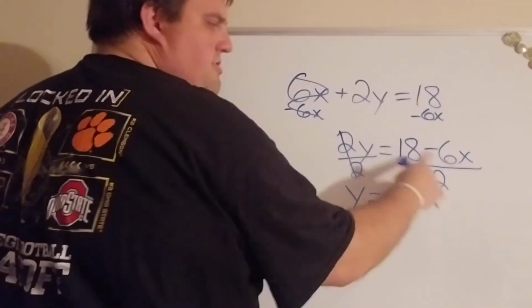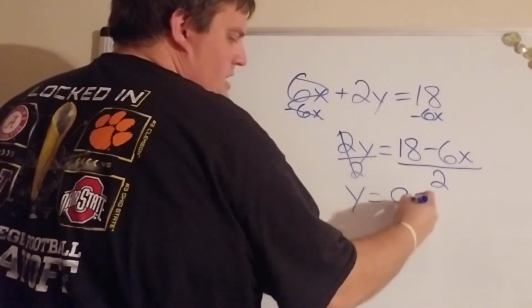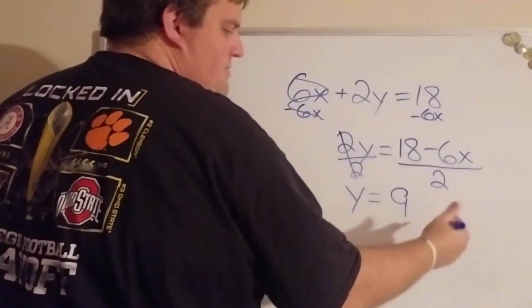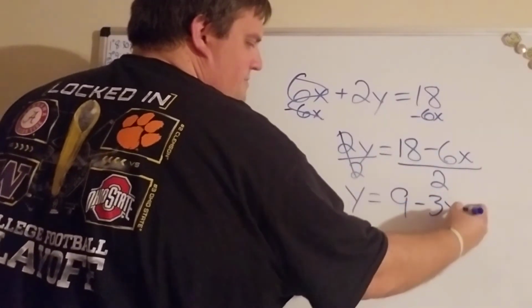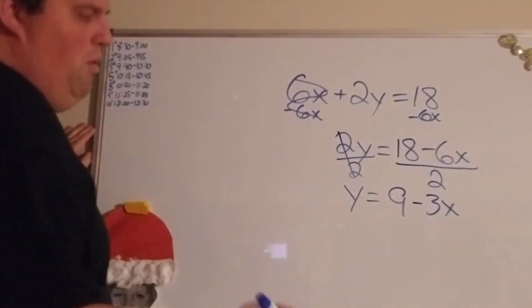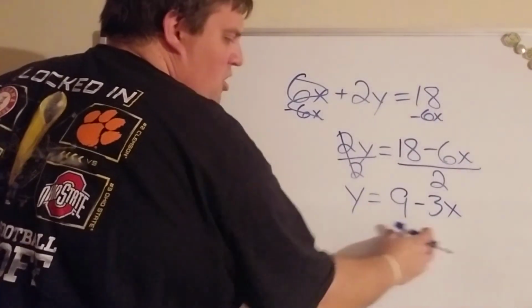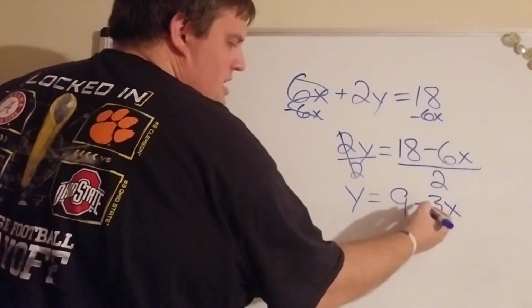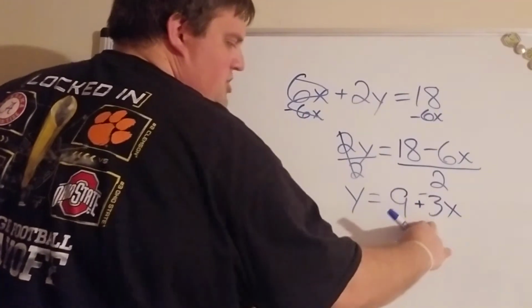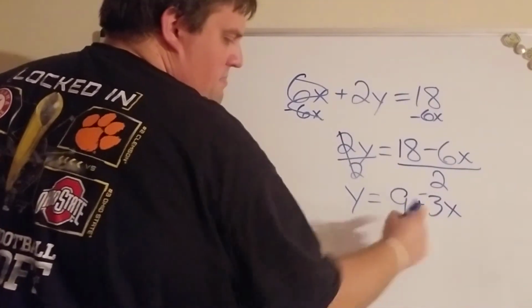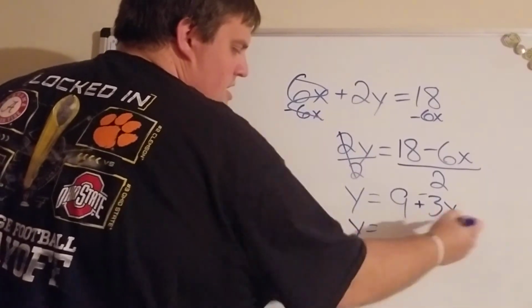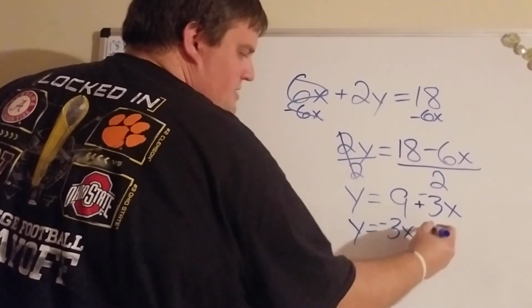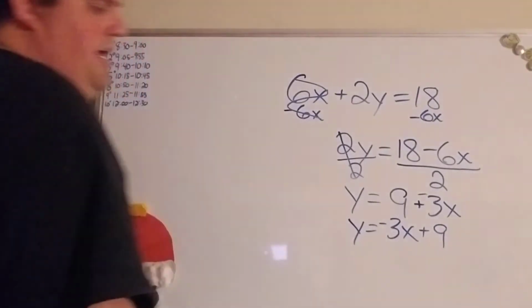18, and we're just going to take turns here. 18 divided by 2 is 9. Negative 6x divided by 2 is negative 3x. And if you look, now y is by itself, and it's almost y equals mx plus b. I can switch those, because there has to be a plus sign to switch them, right? So that's going to be negative 3x plus 9.